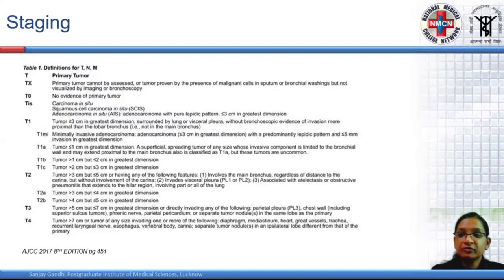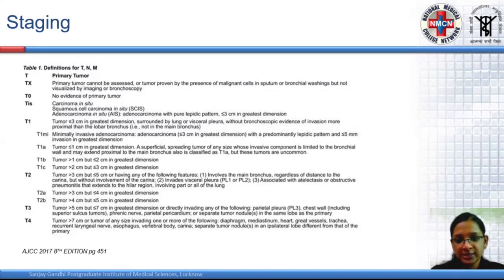T3 is tumor greater than 5 centimeter but less than or equal to 7 centimeter, or if it directly invades the 3 Ps, which you have to remember: parietal pleura, phrenic nerve, or pericardium. And if there is a separate tumor nodule in the same lobe as the primary.